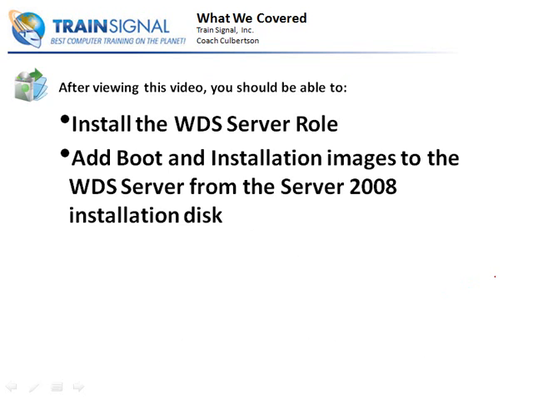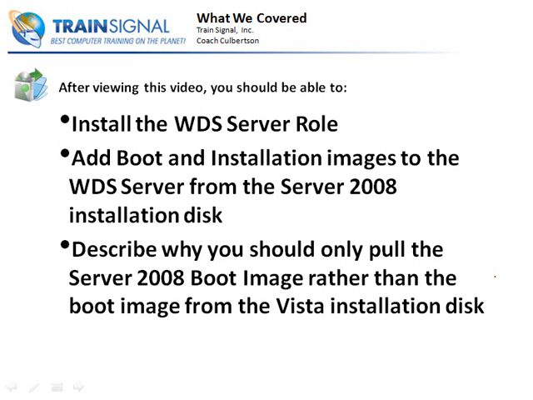Okay? All right, so after viewing this video, you should be able to install the WDS server role, should be able to add boot and installation images to the WDS server from the Server 2008 installation disk, and you should be able to describe why you should only pull the Server 2008 boot image rather than the boot image from the Vista installation disk. Remember that one of the big advantages to using the boot.wim from Server 2008 is that you get to do multicasting, and there's all kinds of other advantages to it as well. But the general rule is do not use the boot.wim from the Vista disk with WDS. It's not that it won't work, it's just that you'll only be able to do one machine at a time.